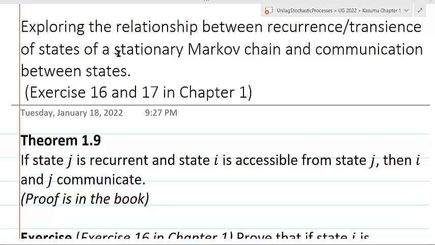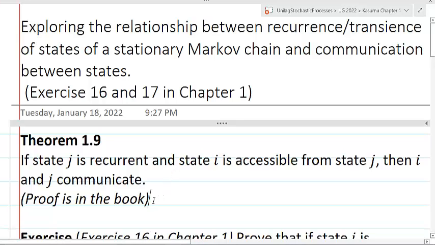I emphasize that I'm talking about a stationary Markov chain. What I mean is that the transition matrix for the Markov chain is independent of time. It does not change during the process. So, let's first consider Theorem 1.9, which says that if state J is recurrent and state I is accessible from state J, then I and J communicate.